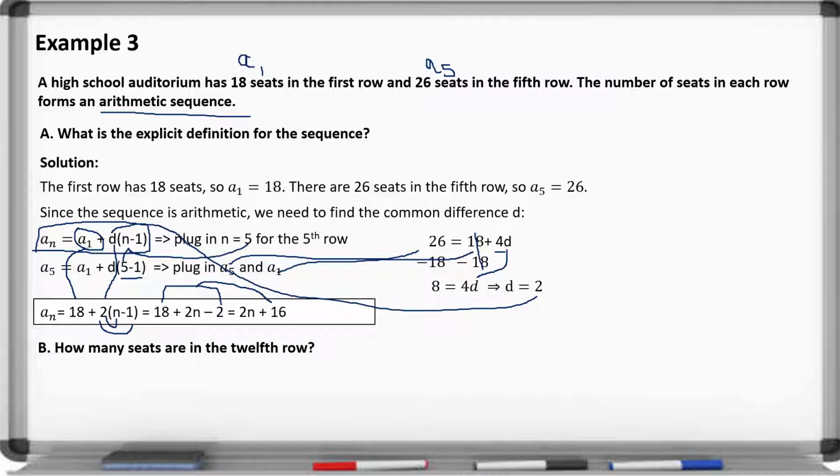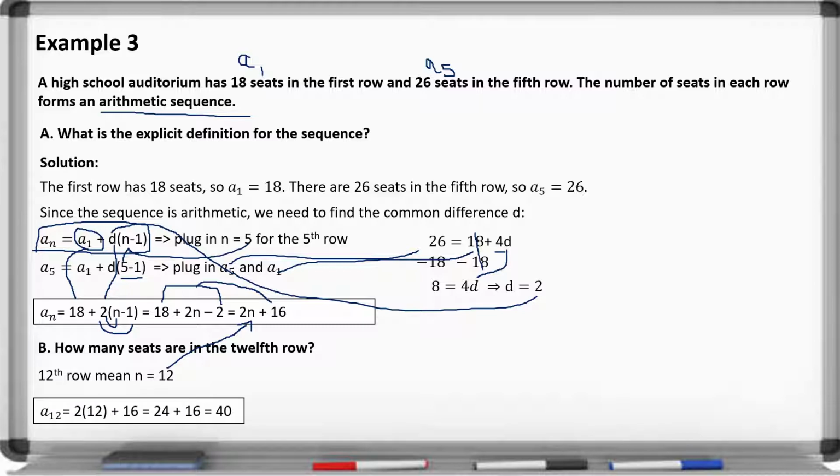So now we want to be able to figure out how many seats are in the 12th row. So 12th row means that n is equal to 12. So we're going to take the 12 and plug it into the formula that we found earlier. So doing that gives us 2 times 12 plus 16, which is going to be 40. So that means that in the 12th row in the high school auditorium, you have 40 seats.